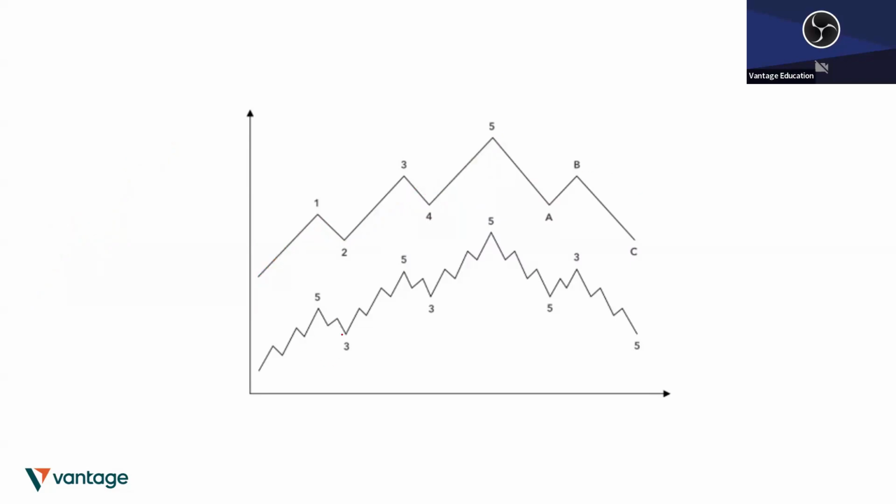Why is there this zigzag below it? Because within 1, 2, 3, 4, 5, there is another 1, 2, 3, 4, 5, and again 1, 2, 3, 4, 5. And within 2 and 4, there's going to be A, B, C, or W, X, Y, or whatever it is. Within A, B, C itself, there's going to be A, B, C again. So there are always going to be subwaves within subwaves within subwaves.